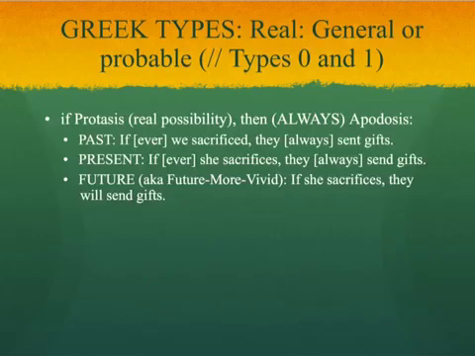In the past, this would be the past general. If ever we sacrificed, they always sent gifts. In the present, the type 0 present general, if she sacrifices, they send gifts. And then in the future, the very probable one, if she sacrifices, they will send gifts. So think about those 3 in contrast to the next 3.